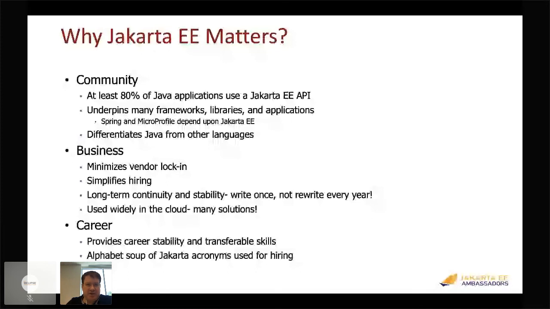Underpins many of the frameworks and libraries and applications. So whether you're using Spring or MicroProfile, both of those depend upon Jakarta EE. It differentiates Java from other languages. So having this standard API toolkit with multiple implementations is very different from what you see in other languages and in other ecosystems. You don't see this where you have a standard way of implementing web services and then multiple implementations of that giving you different features, right?